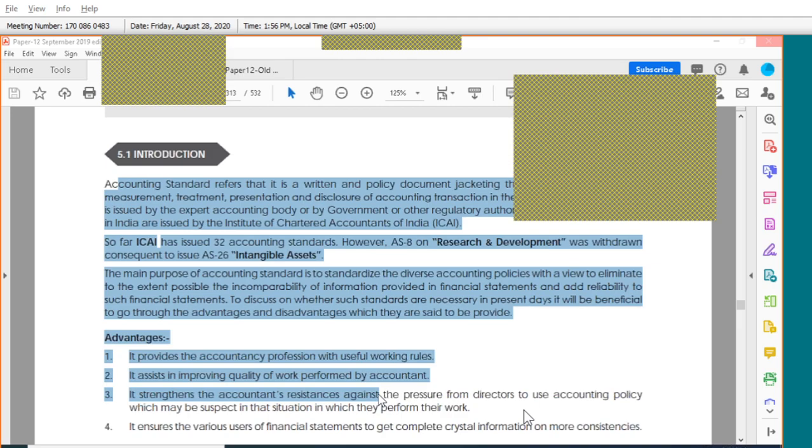That is very, very important. It ensures the various users of financial statements get complete, crystal-clear information with more consistency. That is the main thing. I am an investor. I want to invest in your company. How will I believe your company? How will I believe your financial statement? How is it prepared? What rules did you follow? You followed accounting standards. Okay, then I can rely on it to some extent.